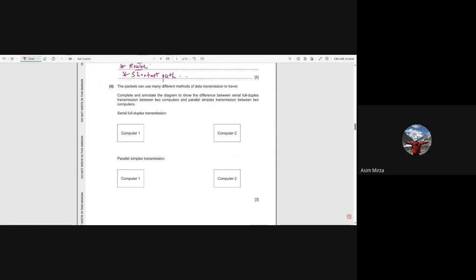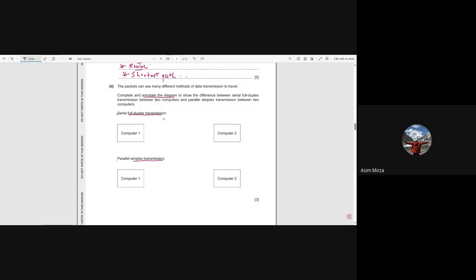So the next one is the packets can use many different methods of data transmission to travel. Complete and annotate the diagram. It means you have to write some important things on this diagram so that one can easily understand. To show the difference between the serial full duplex transmission between two computers and a parallel simplex transmission between two computers. By the way, that is very simple because these are the modes of data transmission: full duplex, simplex. These are the methods, serial and parallel, and serial, half duplex, full duplex, simplex are the direction of the data.